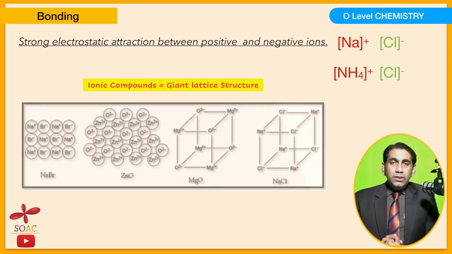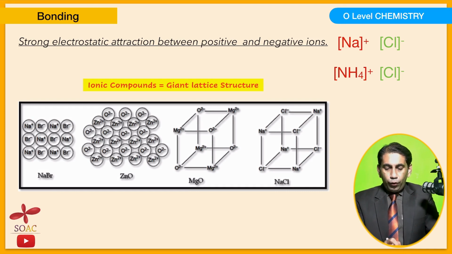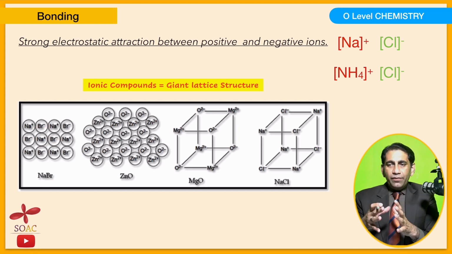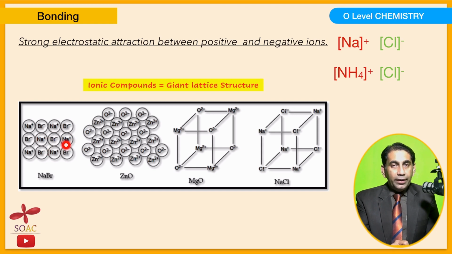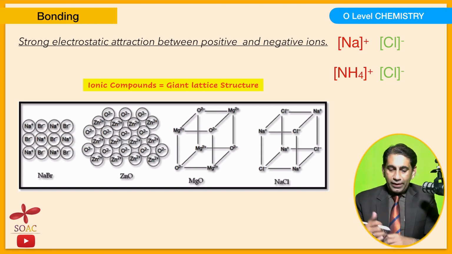The structure of an ionic compound is a giant lattice structure. An ionic compound can be represented in three different ways. Let's suppose in the case of sodium bromide, a sodium ion is surrounded by four negative Br negative ions. So one positive ion is surrounded by negative ions, and the same is the case for one negative ion, which is surrounded by positive ions. Each Br is surrounded by positive ions.